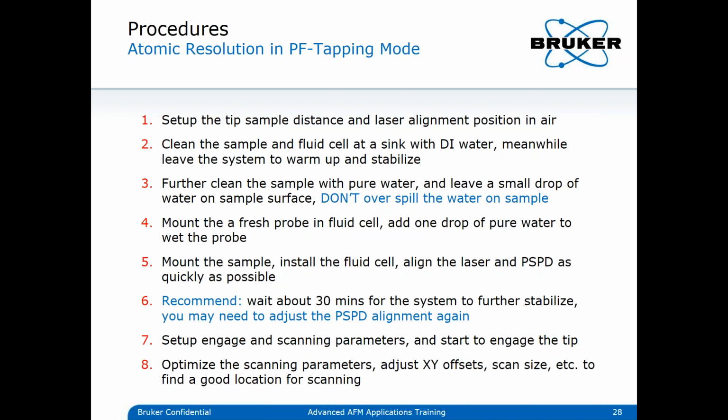Then you set up your engagement scanning parameters as before said, so very low forces, small amplitude, and then you start to engage. When you're on the surface, you start to optimize the scanning parameters, adjust the X, Y offsets and the scan size to find a good location for the scanning.